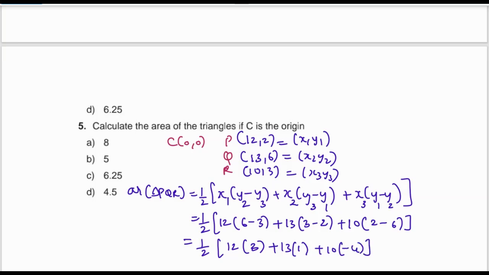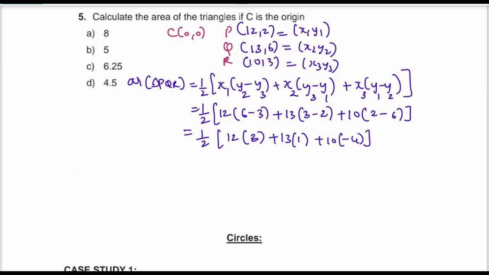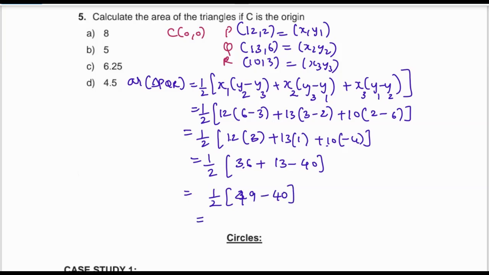So yeah, we get the answer as 1 by 2. 12 threes are 36 plus 13 ones are 13 minus 10 fours are 40. So you get 1 by 2. 36 plus 13 is 49. 49 minus 40. So here it is again 9 by 2. That is nothing but 4.5. So the area is 4.5 if you take C as origin.